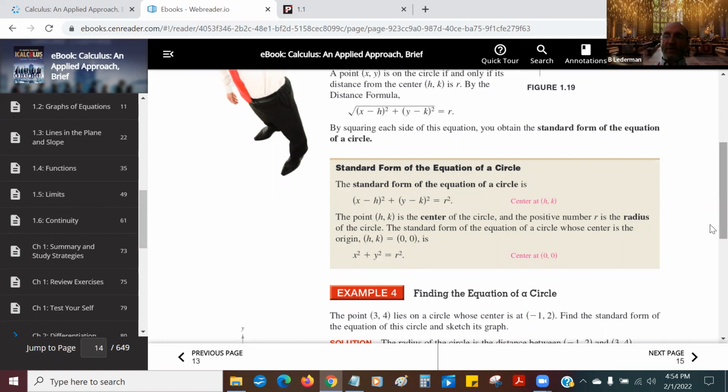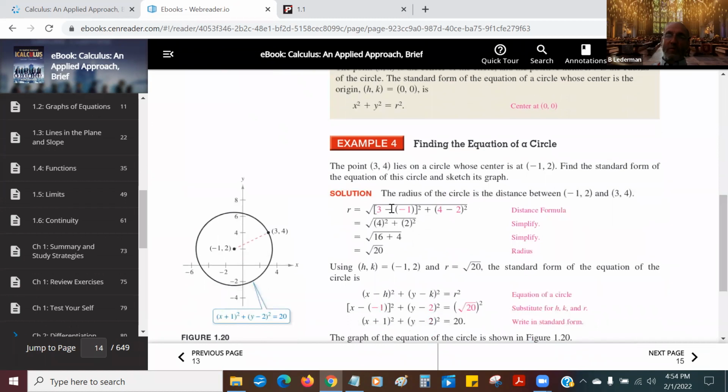So let's say the point (3, 4) lies on a circle, and we know the center of the circle is (-1, 2). What's the equation? Notice that it doesn't tell us the radius, but we can figure it out by knowing the center and that point, using the distance formula. So I do 3 minus -1, then square the whole thing, and then 4 minus 2 and square the whole thing.